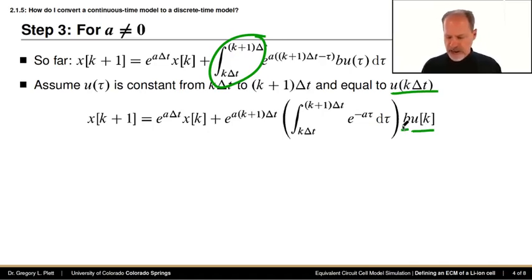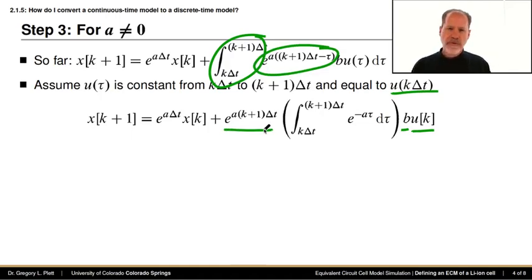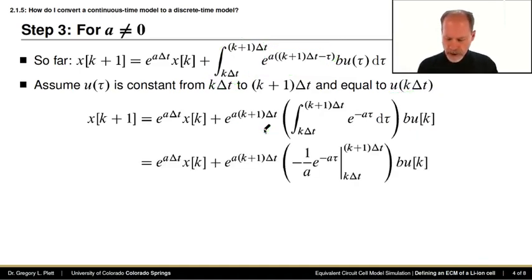And we're saying that a is non-zero, and I can factor this exponential term here, so I can pull outside of that integral this term, which is also not a function of tau. And so we have x of k plus 1 is e to the a delta t times x of k plus some exponential term times an integral times b times u of k. And this integral term is something that is not a function of the input, and in fact I can pre-compute its value. So we do that.